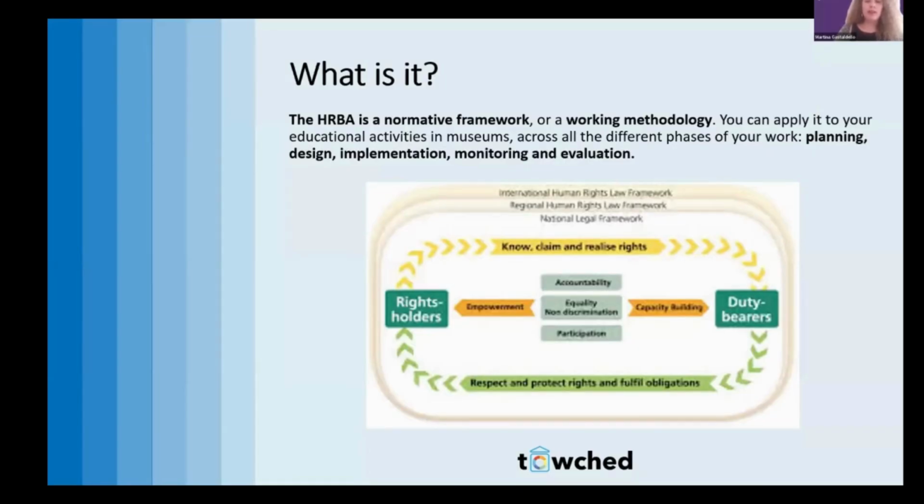If we need to define it, we can just say that it's a working methodology or a normative framework. You can call it as you wish. But what's important is that you can apply it. Actually, you are encouraged to apply this framework across all the phases of your work. When you plan, when you design an intervention, when you implement it, but also when you monitor and when you evaluate it. And it really puts people, the rights holders, at the center.